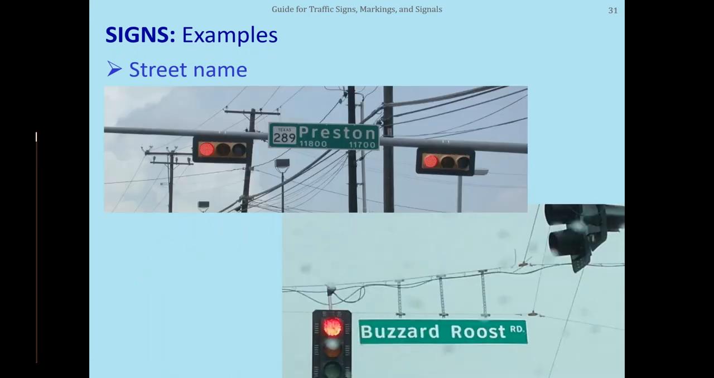Street names. It can be quite helpful for motorists who aren't familiar with the area to see both the name and the route number, because some people may know it by the route number, others may know it by the name. So put both on the street name sign.